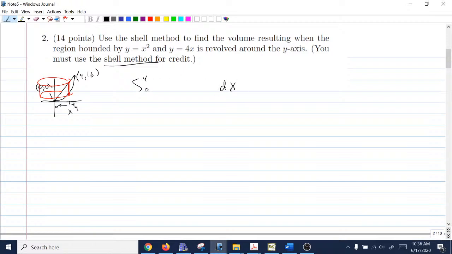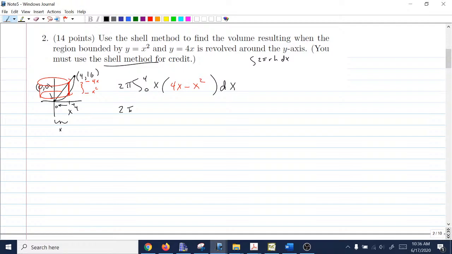The shell method formula is the integral of 2 pi radius height. What's my radius? My radius is the distance from 0 out to x, is just x. I'll pull the 2 pi out. The height is the one that's tricky, the distance from top to bottom, but these are already solved for us. The top is 4x, the bottom is x squared. I need 4x minus x squared to be the height of the shell.